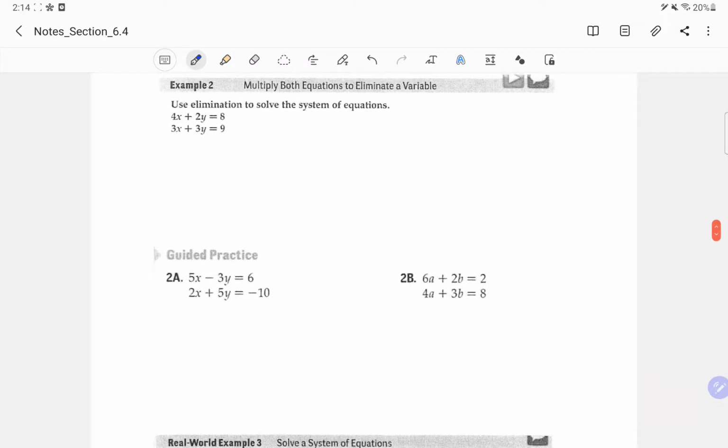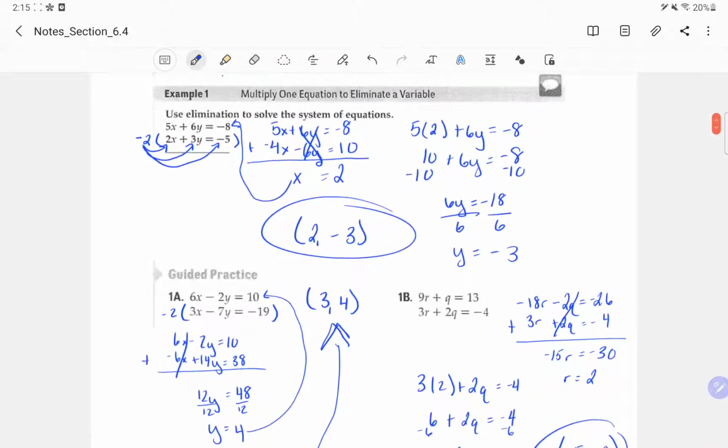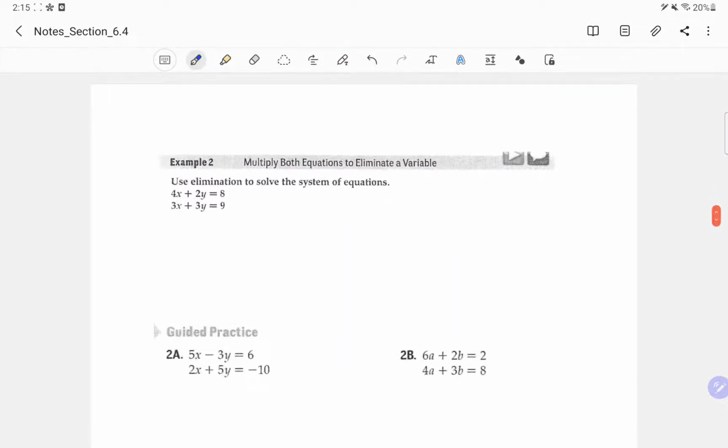All right, so I'm going to go ahead and solve example 2 now and show you how that works. The only thing different between 1 and 2 here is that in example 2, you don't have a factor. Like, there's nothing I can multiply 3 by to turn it into 4, and there's nothing I can multiply 2 by to turn it into 3.